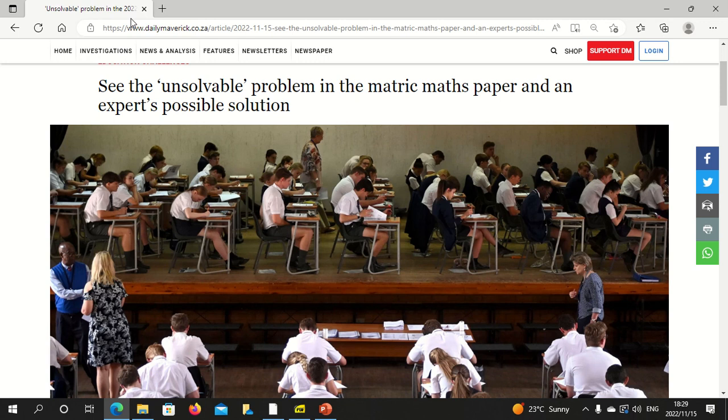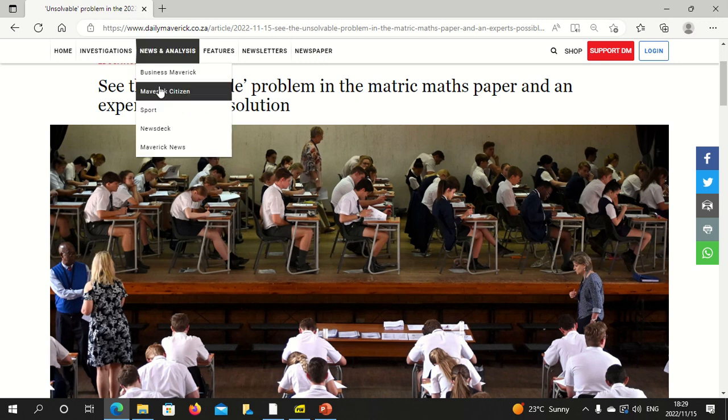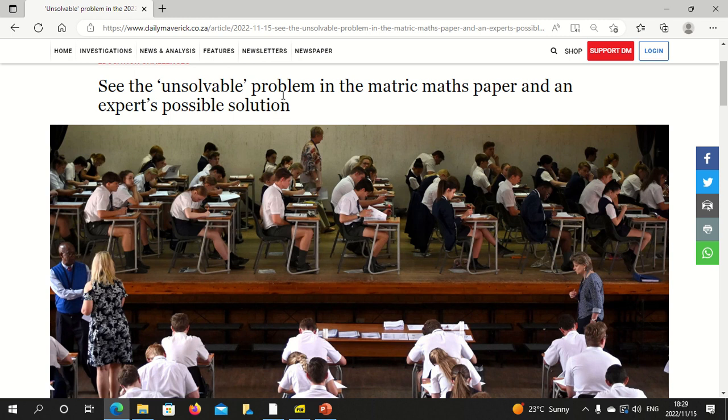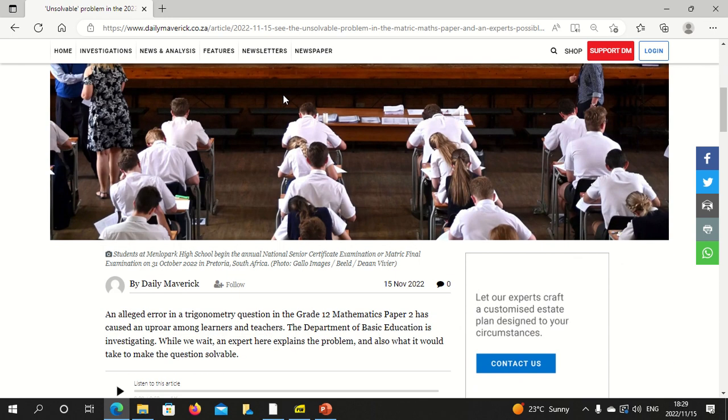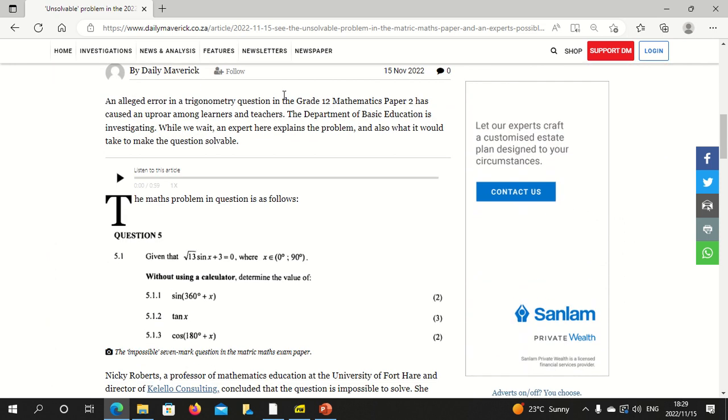Hi. So recently in the newspaper, there was a controversy about an unsolvable metric maths paper. And apparently the pupils couldn't solve it, and it resulted in a lot of tension, anxiety, and drama.